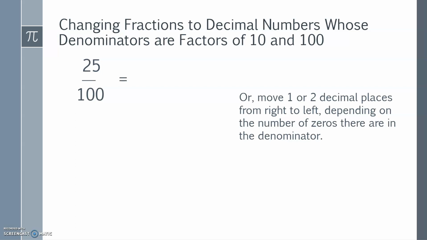Okay, next. What if we have 25/100? So, once again, mag-move tayo ng 1 or 2 decimal places, depende kung ilan yung zero sa denominator. So, in this case, since meron tayong dalawang zero sa 100, mag-move tayo ng 2 decimal places from right to left. So, let's move 1, 2, and then add decimal point. And then cancel the denominator. And the answer is 0.25.